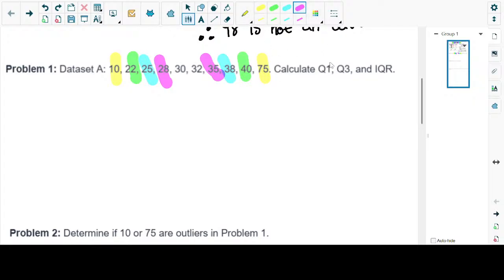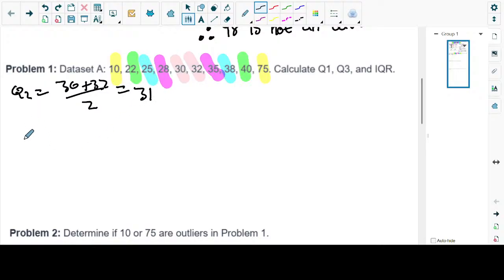Okay. So this is going to be our Q2, ne? It's going to be 31, the answer is 30 plus 32, all over 2, which is equal to 31. We get 62. 62 divided by 2, that's 31, ne? Okay, the calculator is back, it's functioning now.